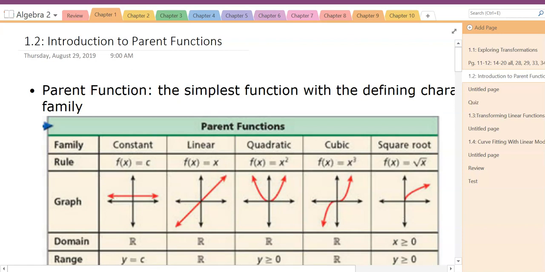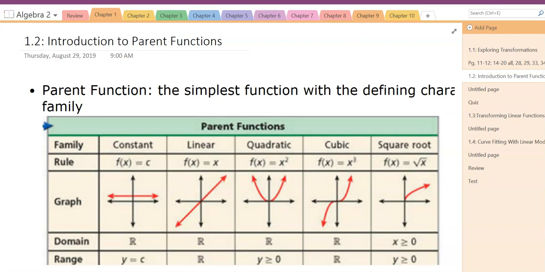Right, so in section 1, we talked about transformations and we went over the different types. We talked about translations, reflections, and then stretching and compressing. We're still going to do a little bit of that in this section, but in this section we're going to talk about parent functions.